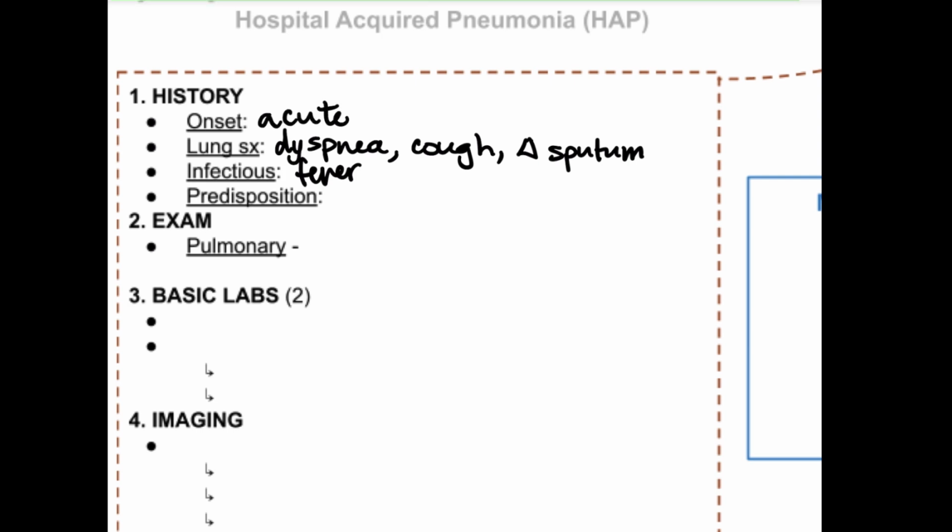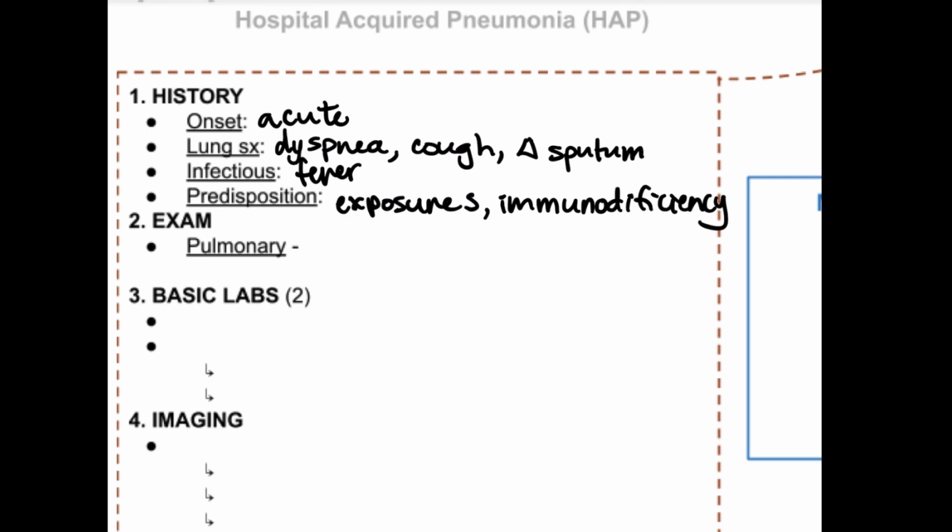And lastly, we always want to ask about exposures, which could predispose the patient to developing pneumonia, like a sick contact. And another would be immunodeficiency. Maybe the patient's on immunosuppressing medications or has cancer to begin with. And then we'll do an exam.